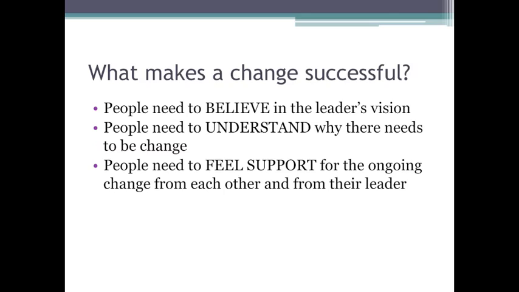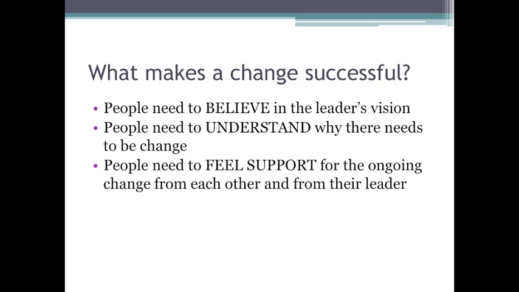So, what makes a change successful? First, people have to believe in the leader's vision. People have to believe that this change is good, that it's worth it, that this needs to happen. People need to understand why there needs to be change. People need to understand why these things need to happen. You have to explain it. You have to win the logic argument. You do have to win the logic argument in order for it to work. Otherwise, people are going to resist.